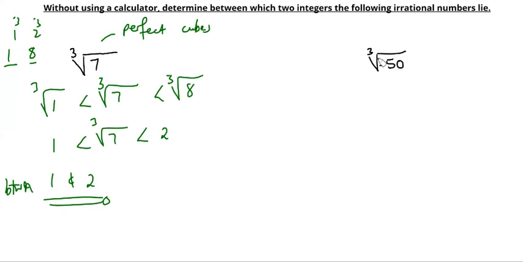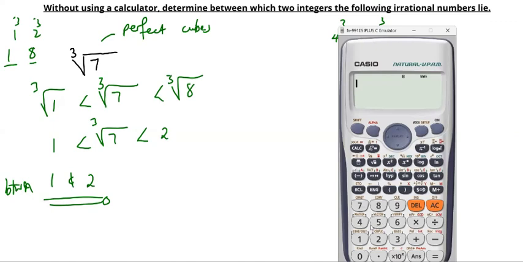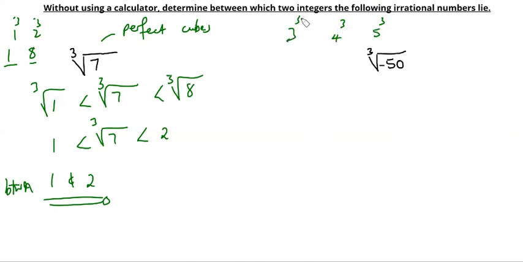Now, what about negative 50? Still here, we're going to do the cubes. We can even start from 4. 4 to the power of 3 gives us 64. So let's start from 3: 3 cubed is 27, and 4 cubed is 64. You're just going to use your calculator to find the perfect cubes close to the number that you're given.